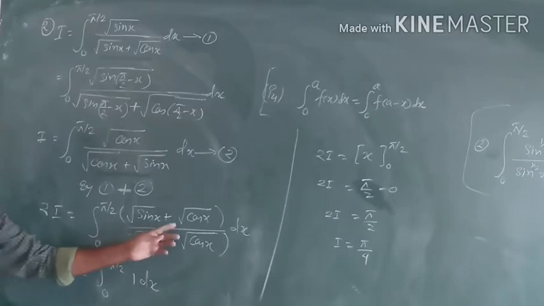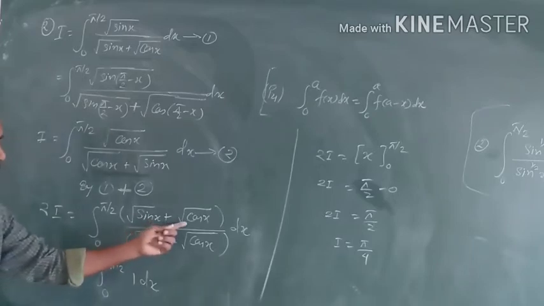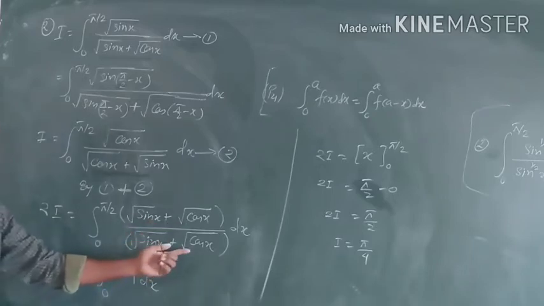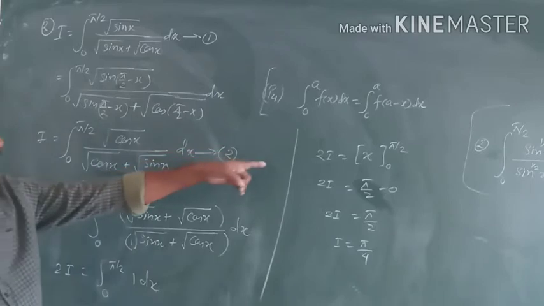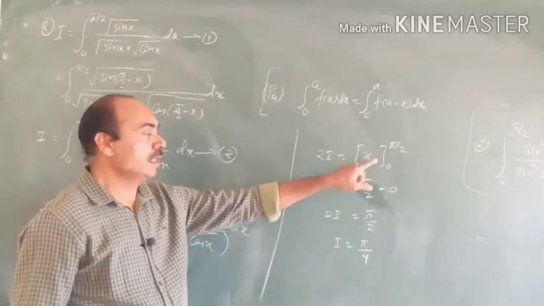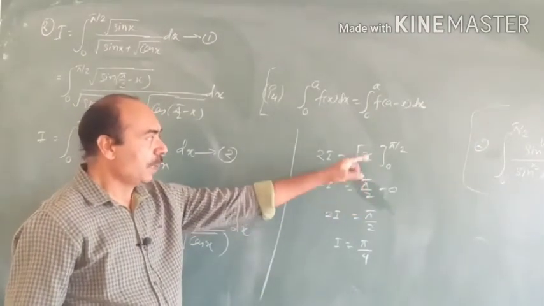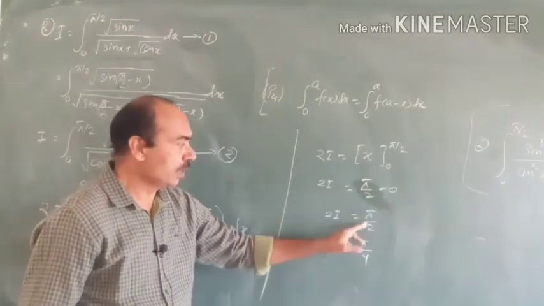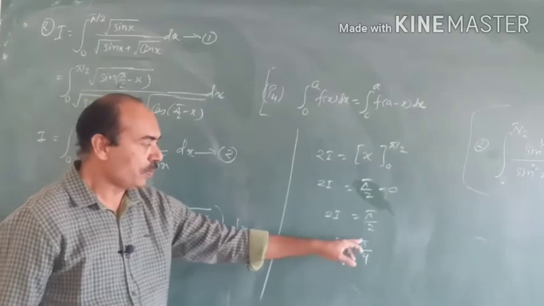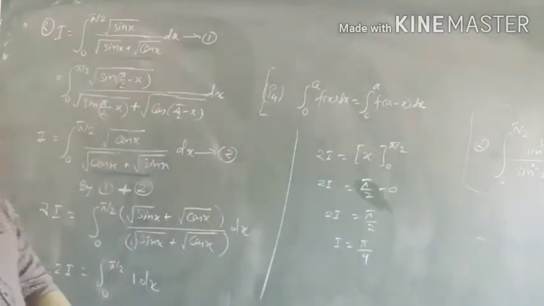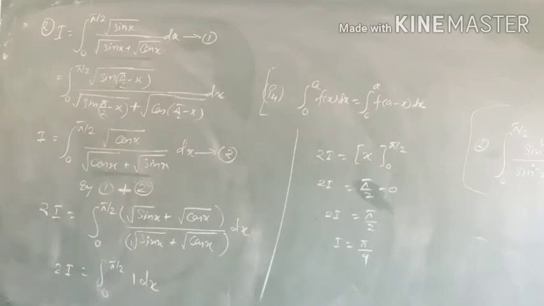Now observe: the numerator under root sin x plus under root cos x and the denominator under root sin x plus under root cos x are the same, so it cancels out and you get 1, and the integral of 1 is x. Now apply the limits, upper limit minus lower limit: pi by 2 minus 0, so only pi by 2 remains. Since it is 2I, the integral I is equal to pi by 4. You will get the same result. And in the next question, the power is 3 by 2.